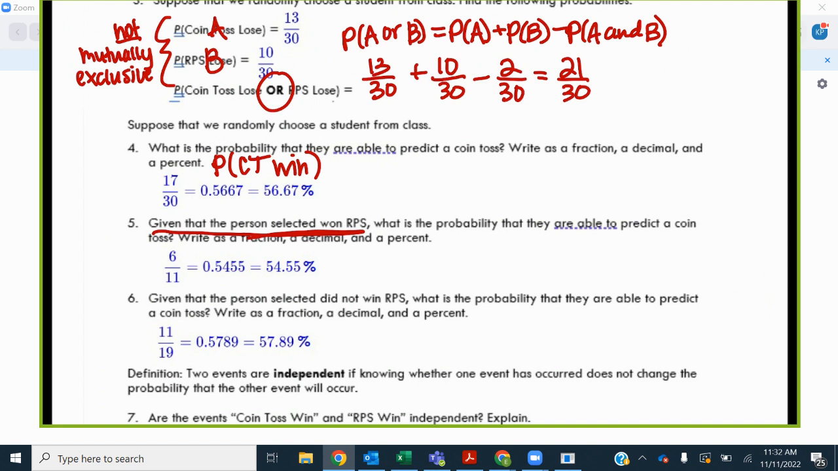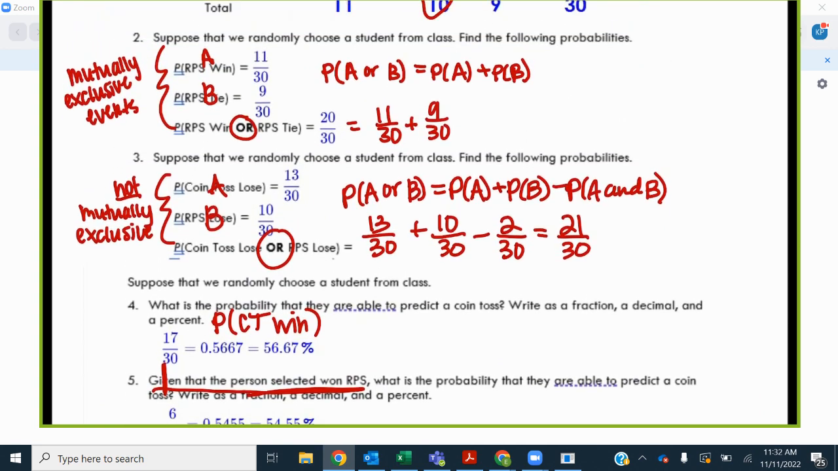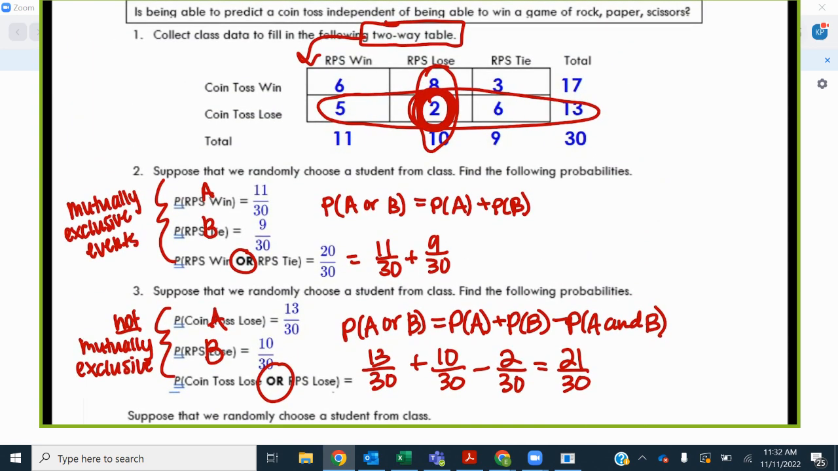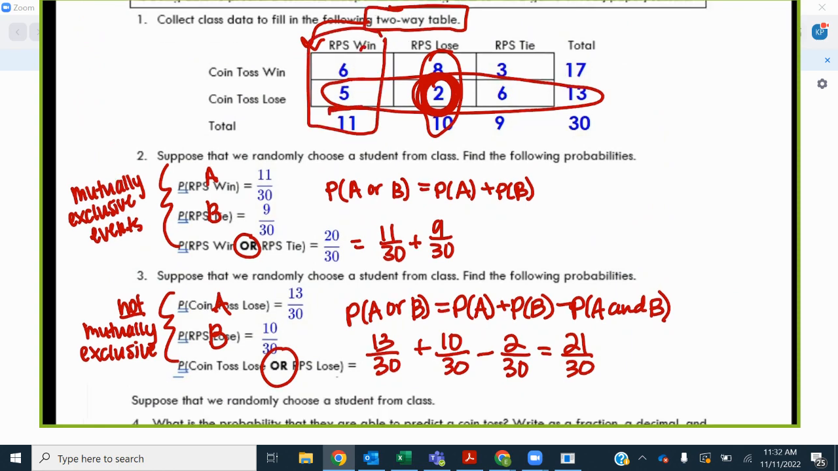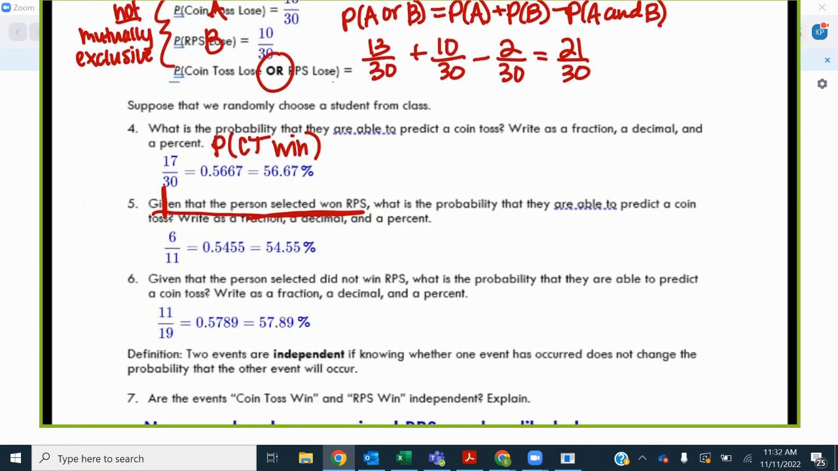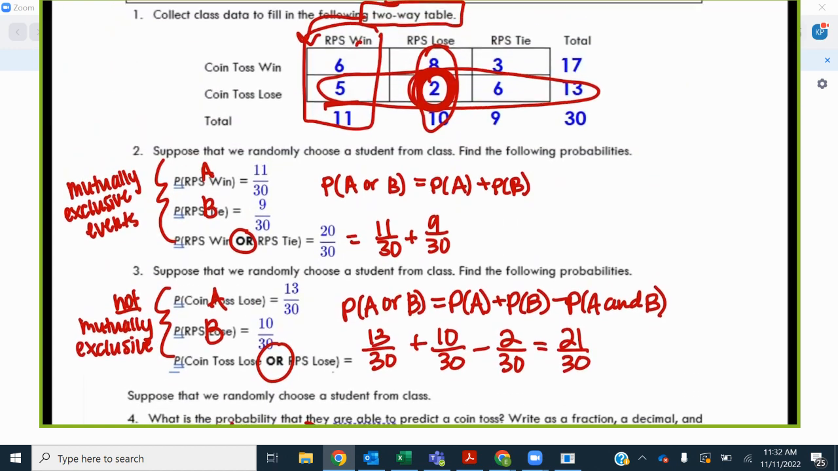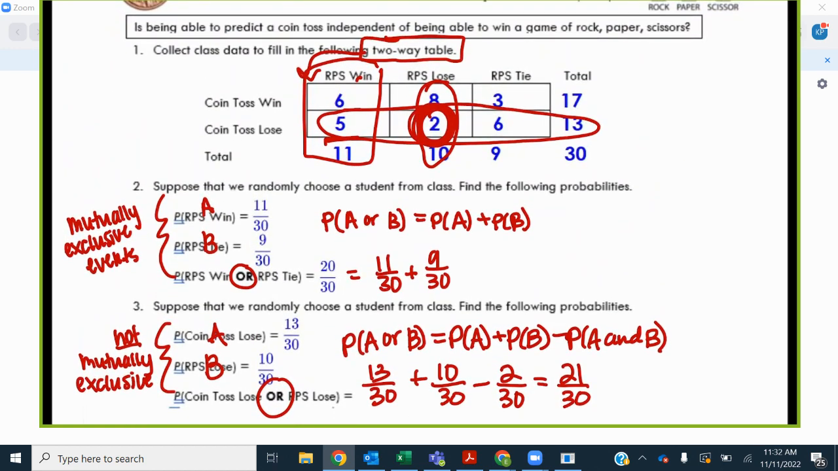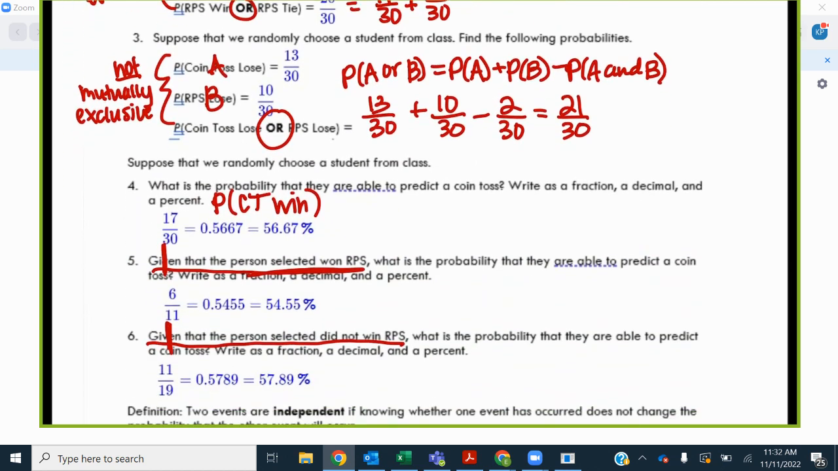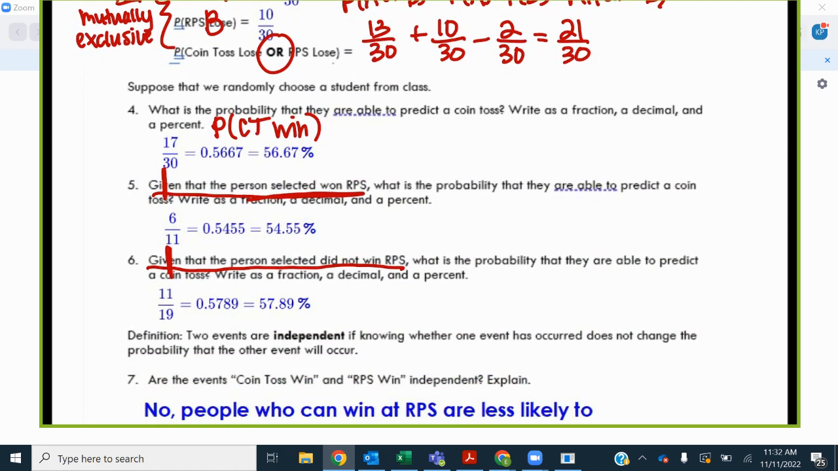So for notation purposes, given means that we use this vertical line, and it means that we only want to look at people who won rock, paper, scissors. So we're only looking at this column. And so that's why the denominator is 11. Same thing with number 6. It says, given that the person did not win, so this time we're only looking at the did not win, which would be losing or tying. So these two. And so that's why the denominator for that was 19.